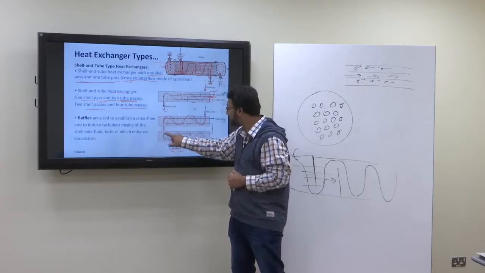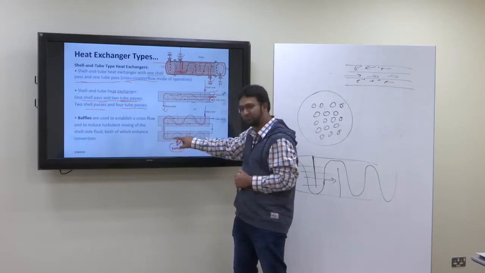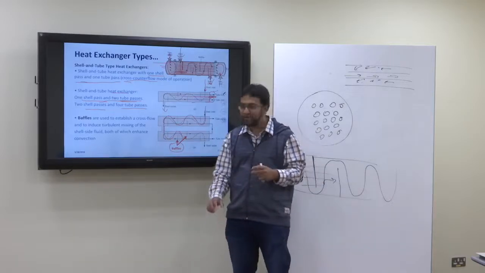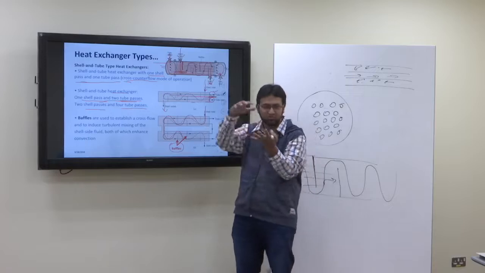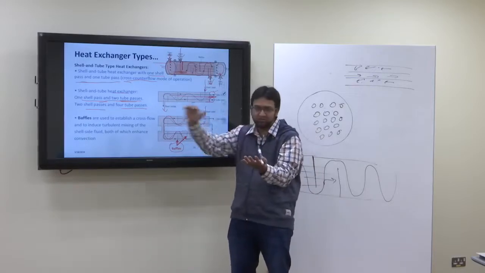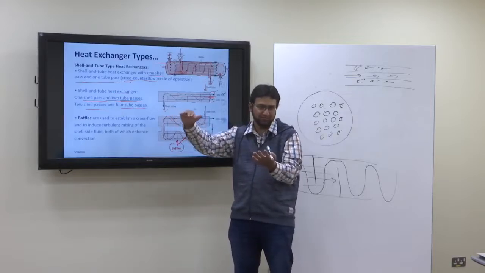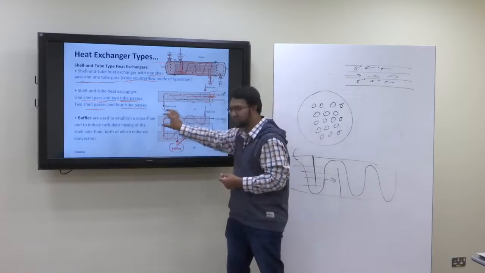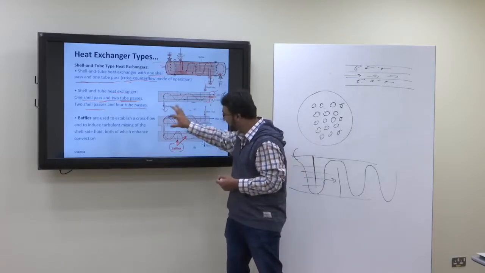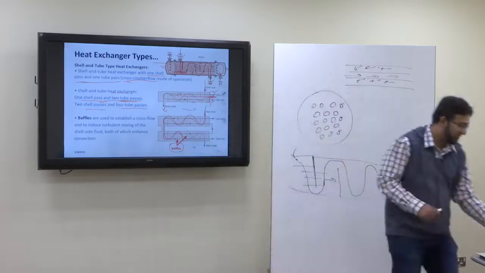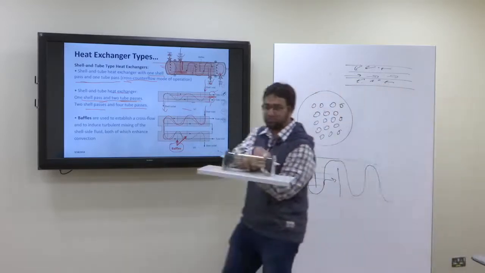Then after that it enters into another shell. We have more than one. So it's like two shells, but in the diagram it shows as two separate shells. In reality, this is one shell, just separated by a plate in between. So you have one shell pass, and then two shell passes. Suppose you have this one shell, but I put a plate in between.